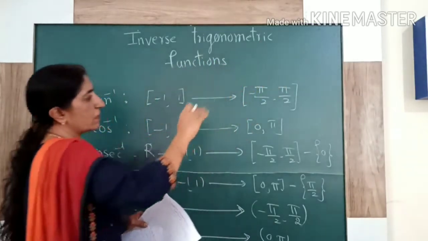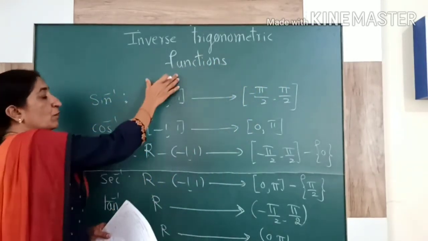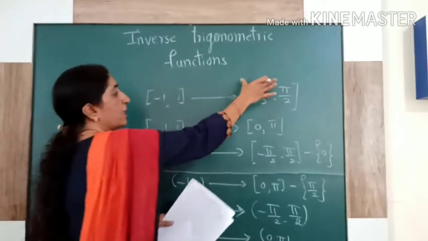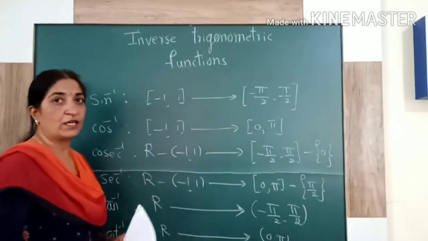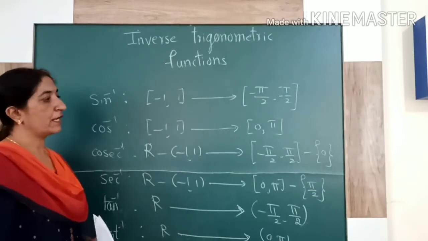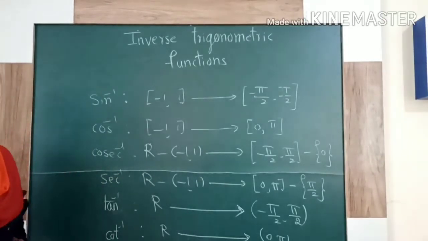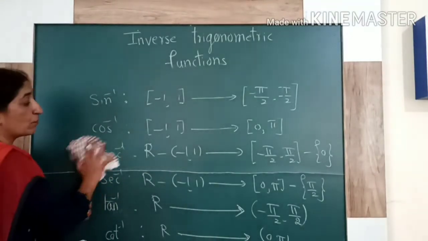And students always have confusion about how to remember. Domain is in the form of real numbers and range is in the form of radians or degrees. So you have to remember like this. This is one important table. Along with the table you have to remember one more thing.